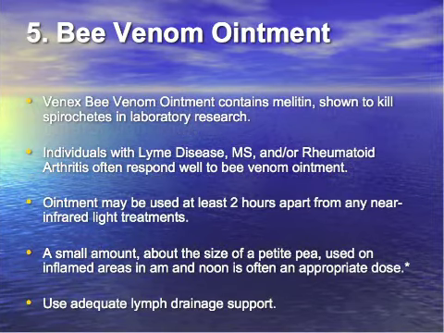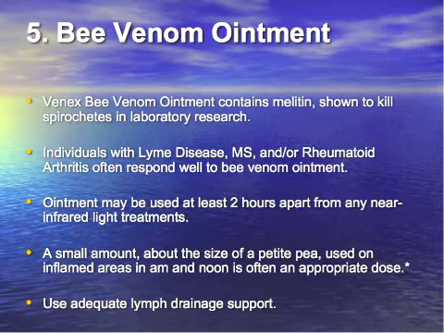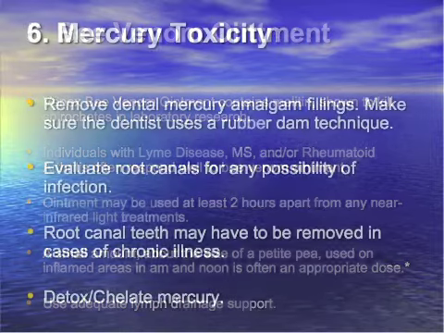Bee venom ointment contains melittin, shown to kill spirochetes in laboratory research. Individuals with Lyme disease, MS, and/or rheumatoid arthritis often respond well to bee venom ointment.